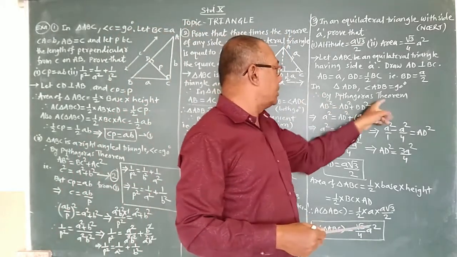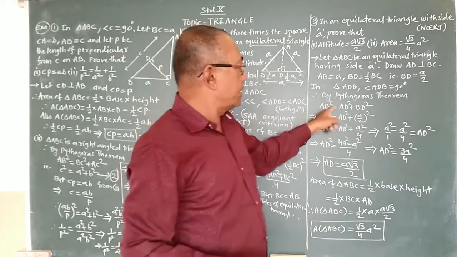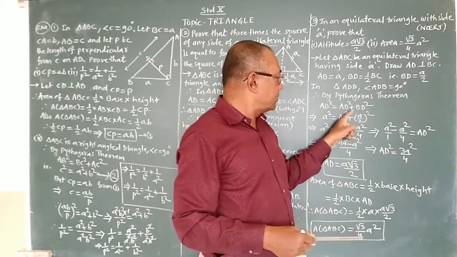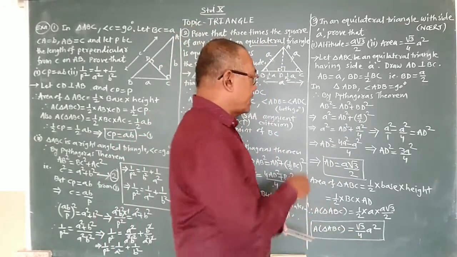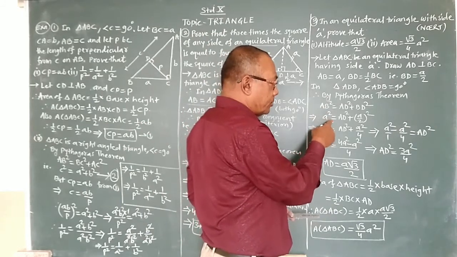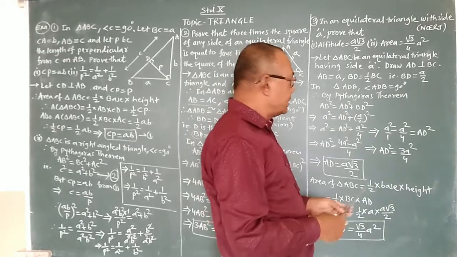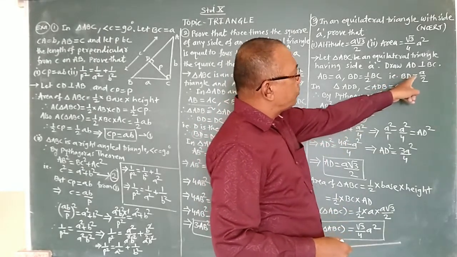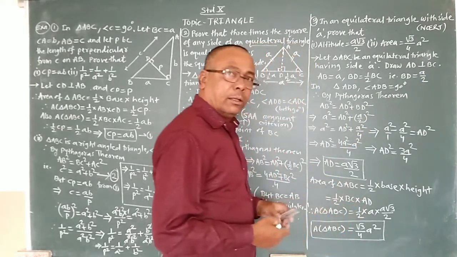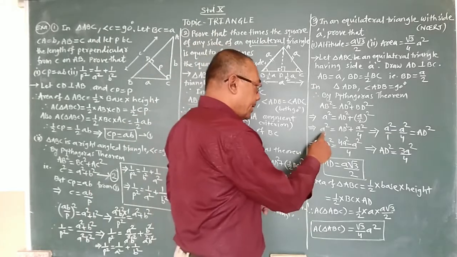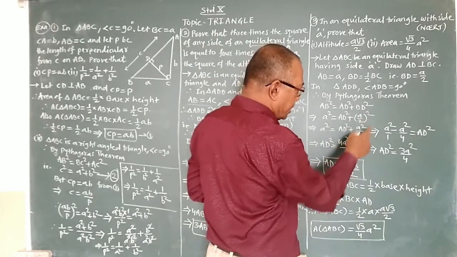Since it is a right angle triangle, we can apply Pythagoras theorem. So by Pythagoras theorem we will get AB square is equal to AD square plus BD square. Now substituting the values of corresponding sides, AB is A, so A square is equal to AD square as it is, but BD is A upon 2, so A upon 2 bracket square. Now squaring the corresponding values we get A square is equal to AD square plus A square divided by 2 square, which is 4.